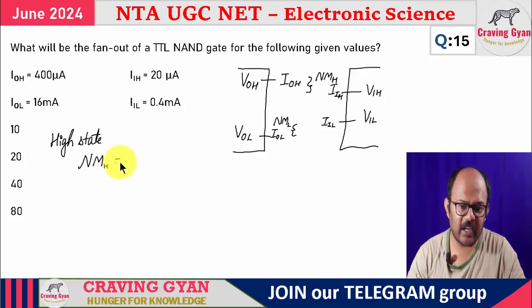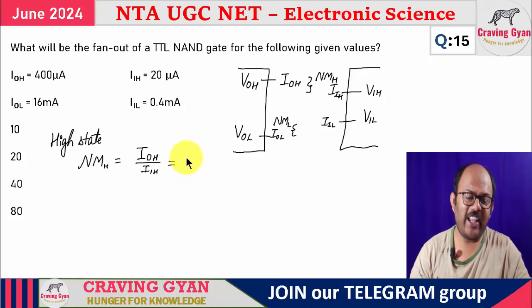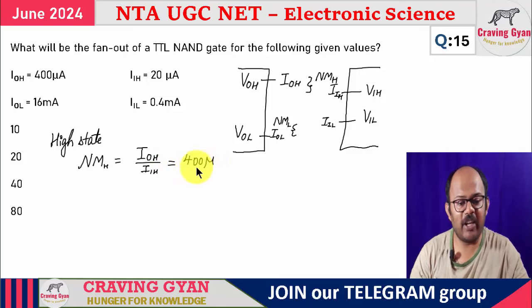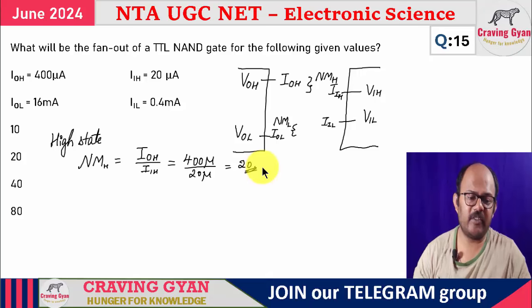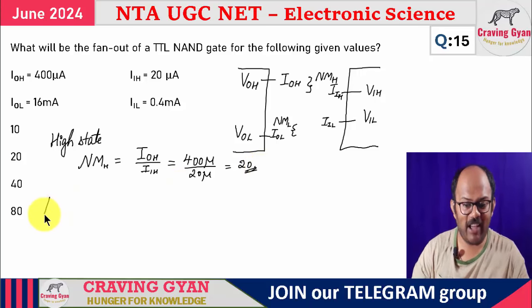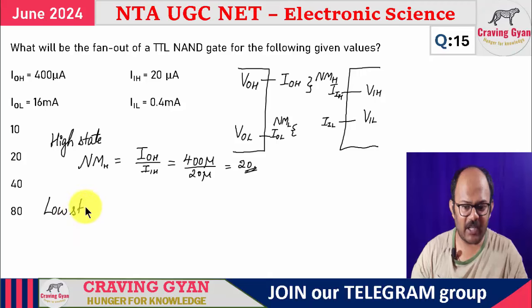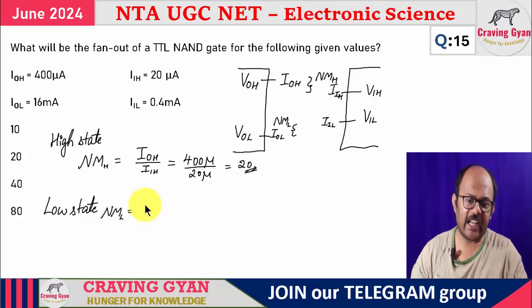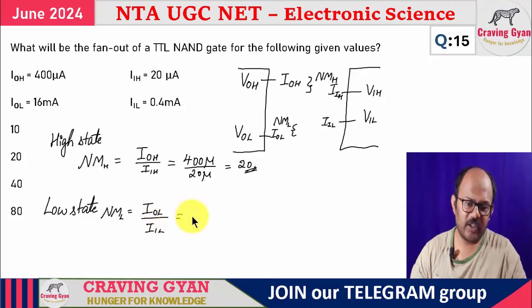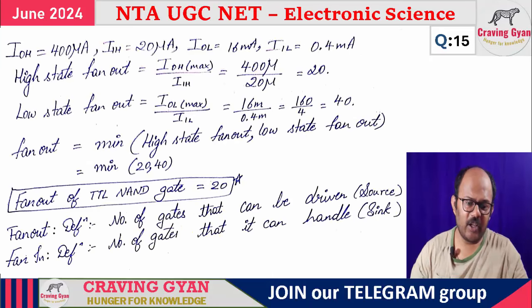High state noise margin is defined as the ratio of IOH to IIH. What is the value you are going to have? 400 micro divided by 20 micro, which is 20. This is one value. In the next value, we have to define the lower state noise margin. It is defined as the ratio of IOL to IIL, which is 16 milli divided by 0.4 milli, which is 40.